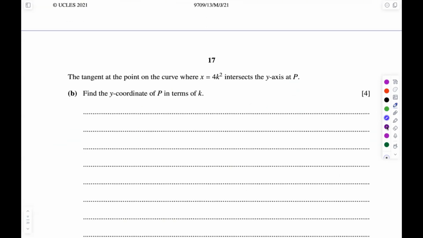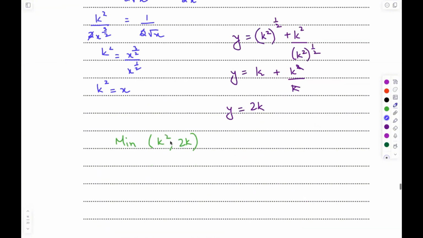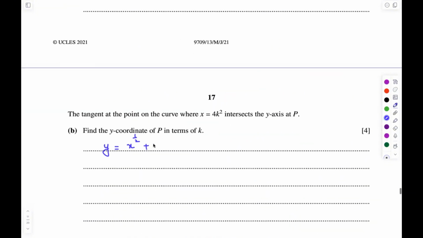In part B, it says that the tangent at the point on the curve where x equals 4k squared intersects the y-axis at P. We have to find the y coordinate of P in terms of k. Now, in the first step, we'll try to find the equation of the tangent in terms of k. The equation of the curve was y equals x to the power 1/2 plus k squared into x to the power minus 1/2.